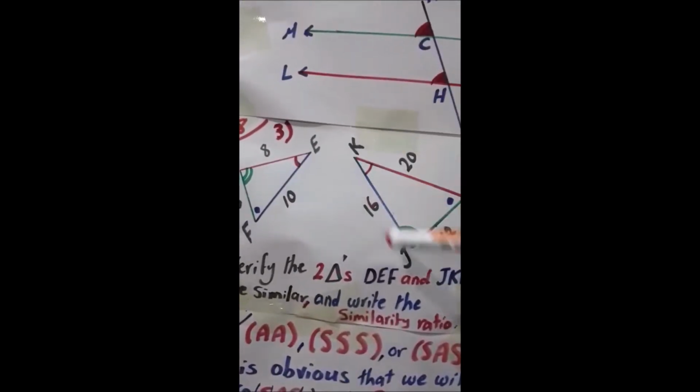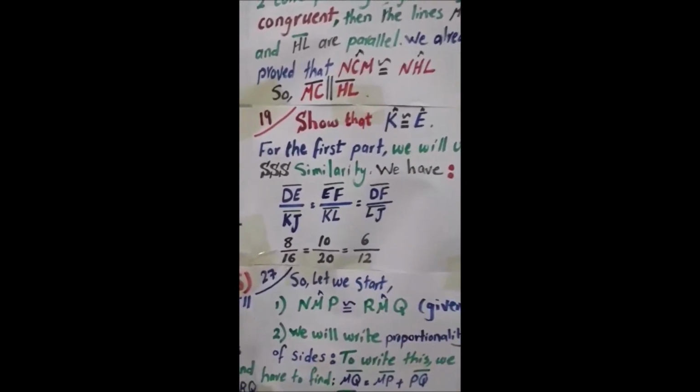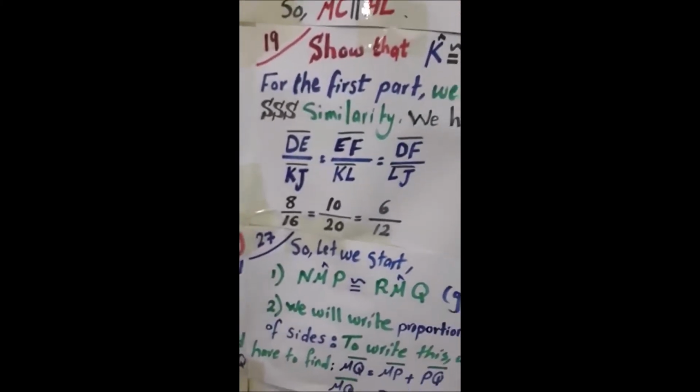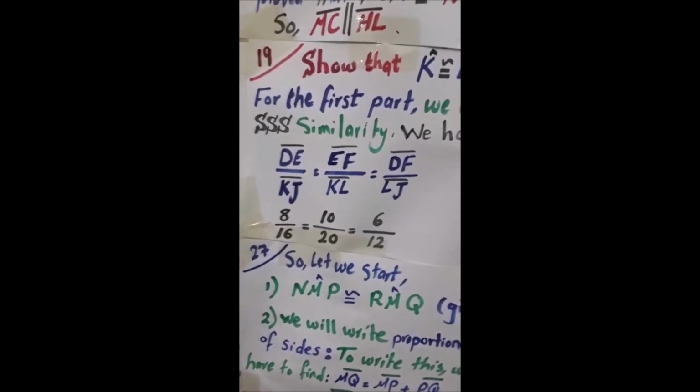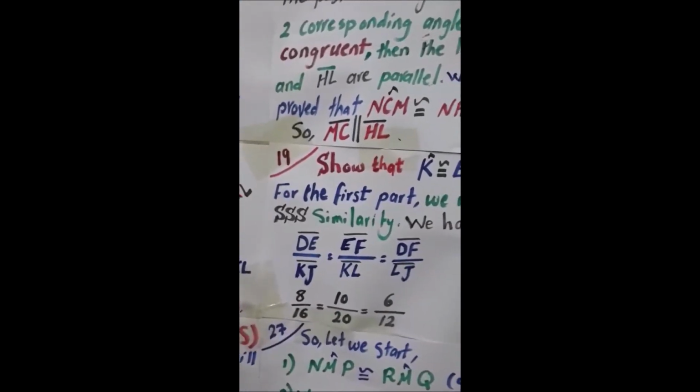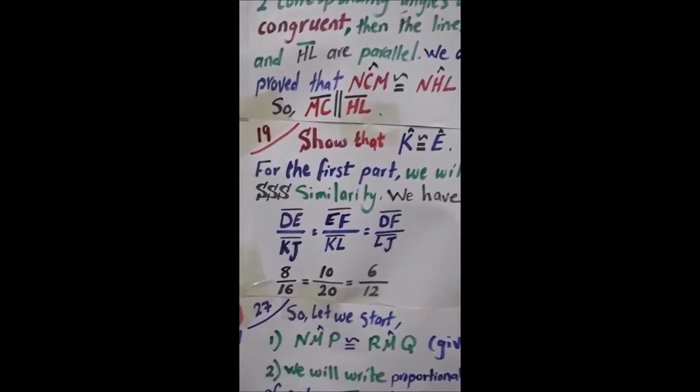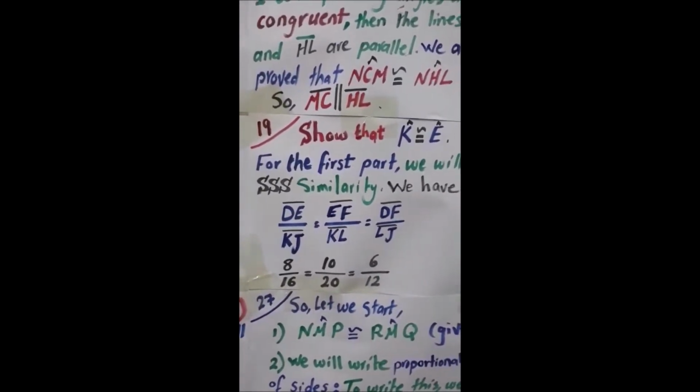So again, DE over KJ, and EF over KL, and the last one, we have DF with LJ, and we will have 8 over 16 equal 10 over 20 equal to 6 over 12. So guys, we have DE over KJ equal EF over KL equal DF over LJ. So we have 8 over 16 equal 10 over 20 equal to 6 over 12.